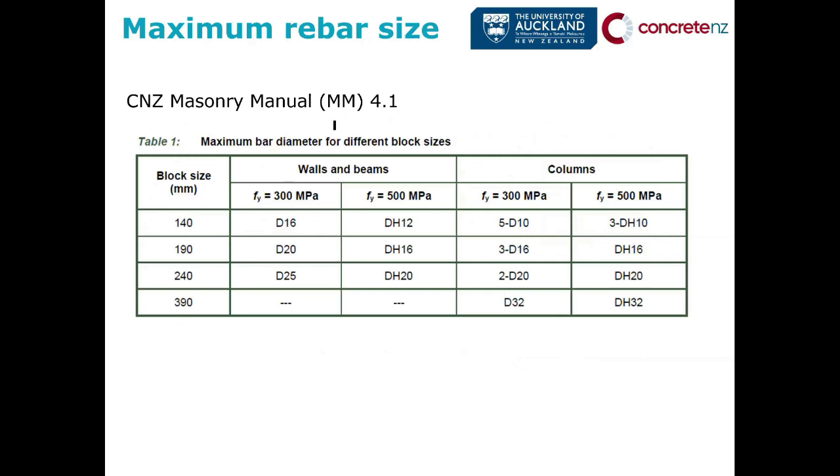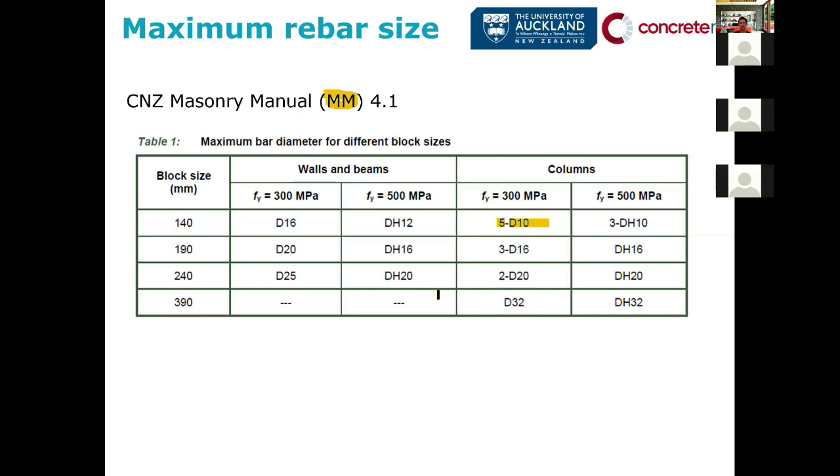Right. Before I get into how to design beams, walls, and columns, there is a limitation on maximum rebar size. This is coming from the masonry manual. So if we have walls and beams, depending on the yield strength of the steel and the block size, we can use up to a certain size of rebar. And for columns, we have the number of bars and the diameter. So just keep that in mind, and we will need to do that check during the design.